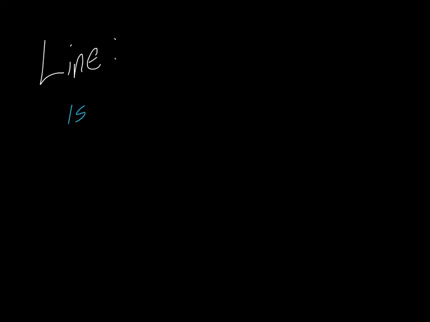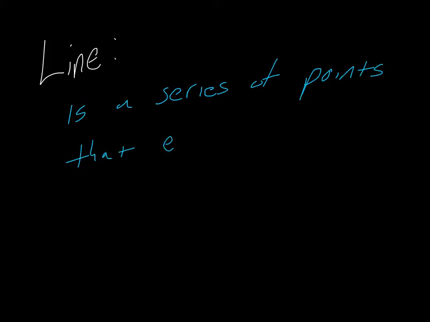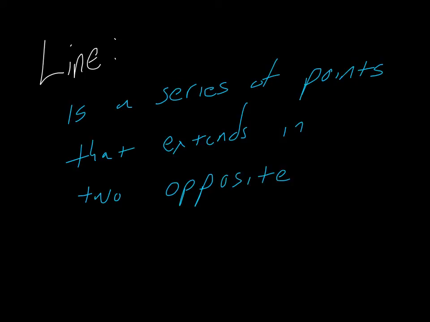Now, if we want to be a little bit more specific about space, we're going to start talking about lines. And essentially, a line is a series of points, at least 2 points. It's going to be a series of points that extends forever in opposite directions. So again, a line is a series of points that extends in 2 opposite directions.